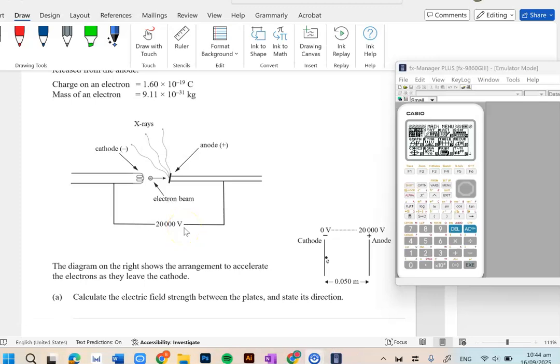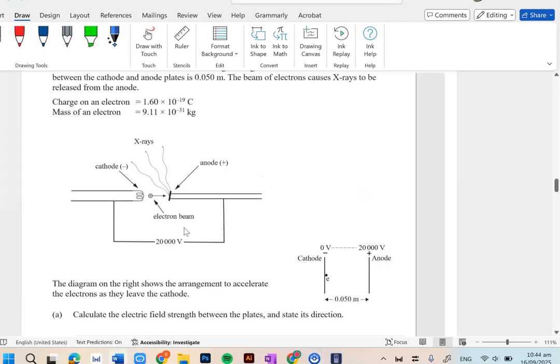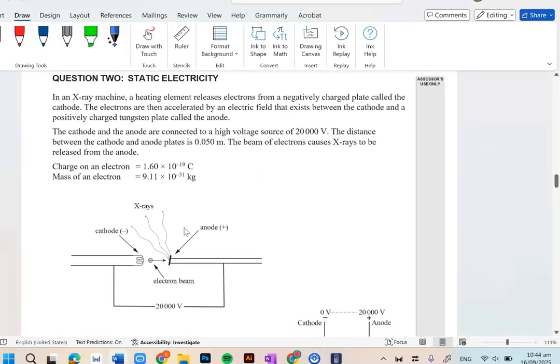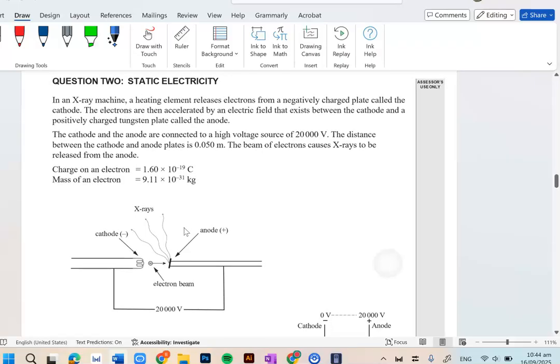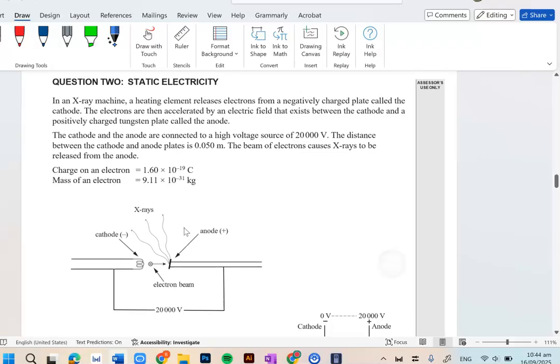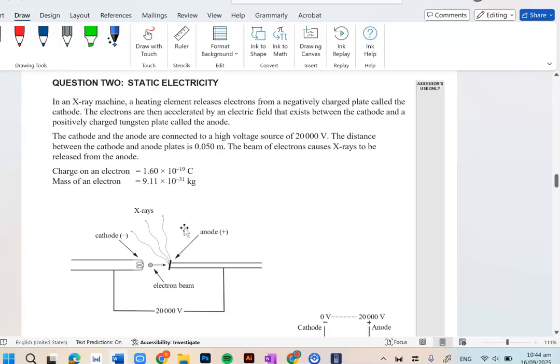Hi guys, welcome to question 2 of the 2016 electricity paper. Today I'm probably going to cover part of question 2 in this video, or I might be able to get through the whole thing, we'll see. So, question 2, static electricity.